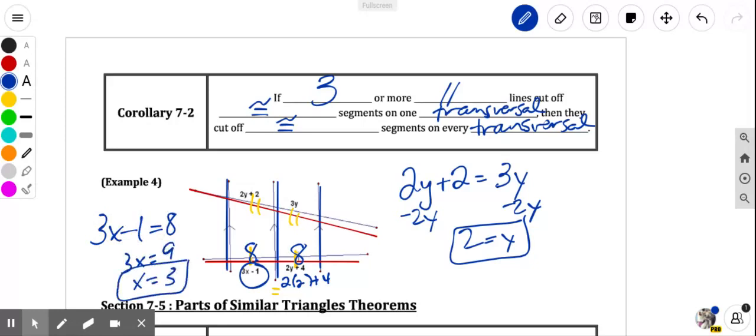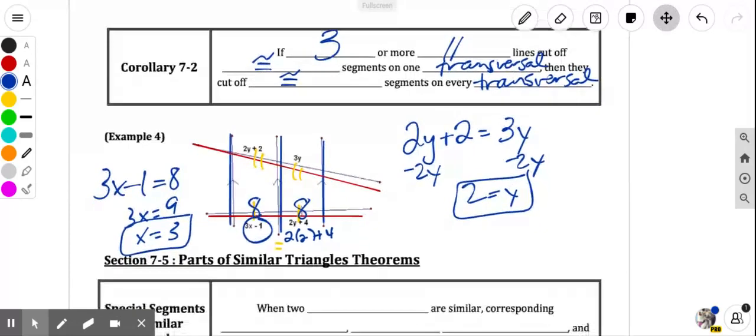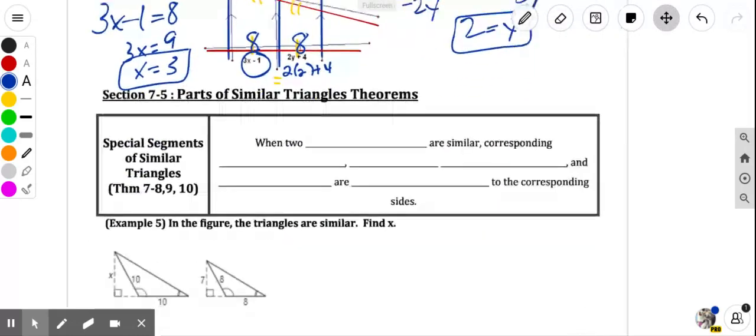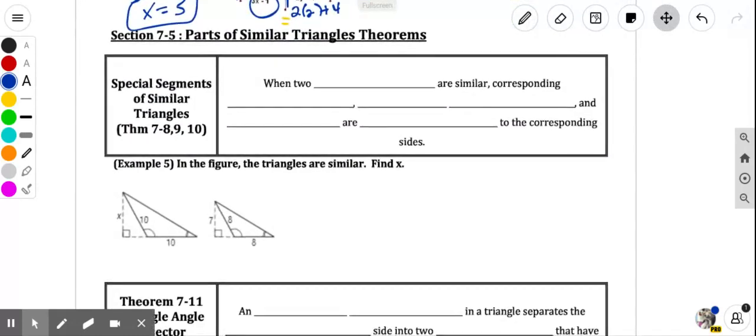So if you have parallel lines cut by transversals and you have congruent segments on one transversal, you have congruent segments on the other transversal as well. So that's it for 7.4. 7.5, we've actually already used some pieces of 7.5 without you even knowing it. And I realized it after I assigned it, and you guys all figured it out. So this is very easy.